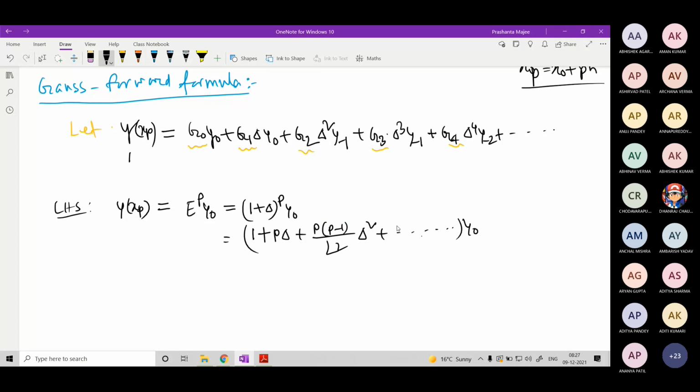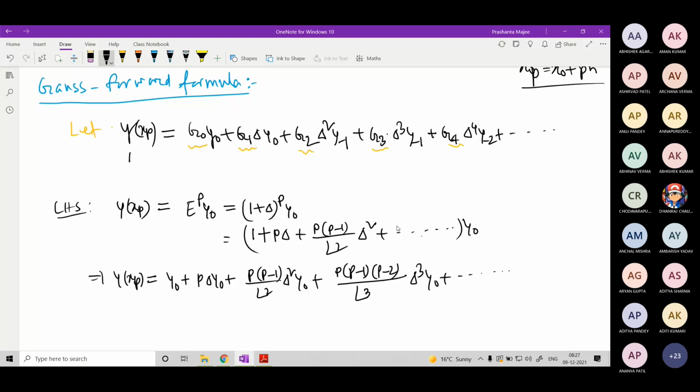So on the left hand side, let me write down, y of x_p equals 1 into y naught. If you operate 1, it means identity here. So this will be y naught plus p delta y naught plus p into p minus 1 by factorial 2 delta square y naught plus p into p minus 1 into p minus 2 by factorial 3 delta cube y naught, and so on. These are the terms on the left hand side.